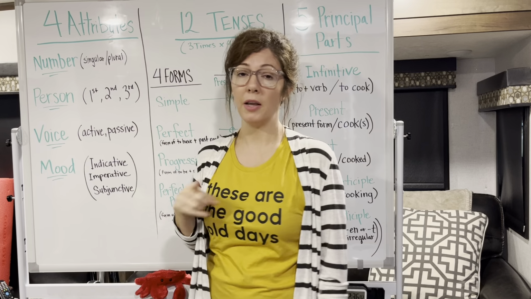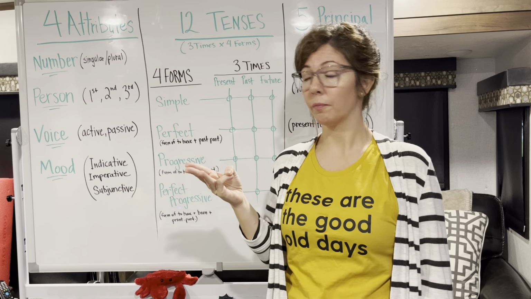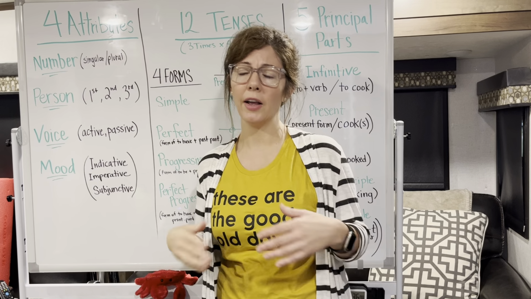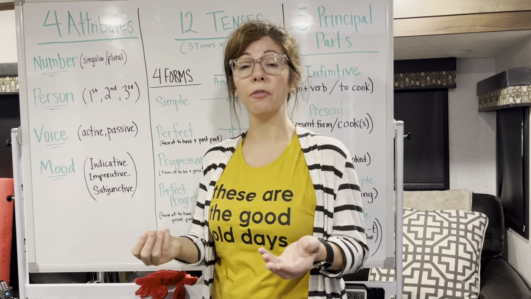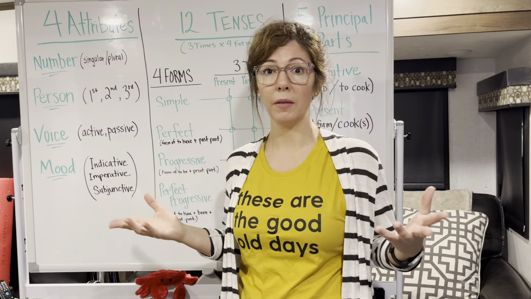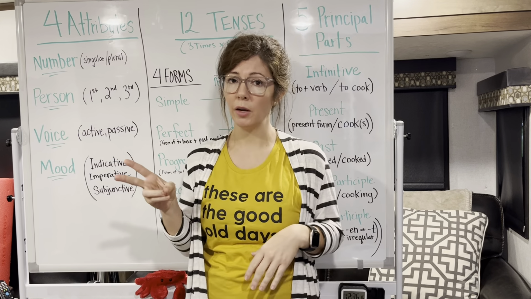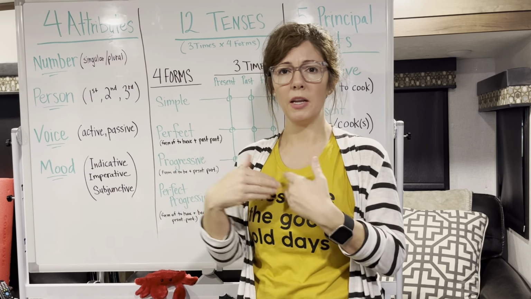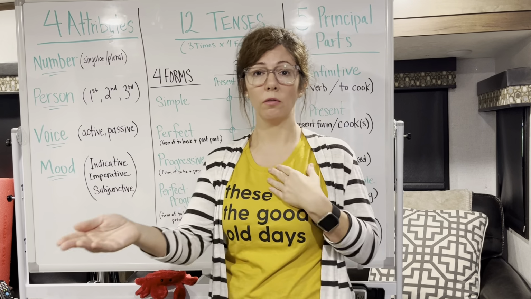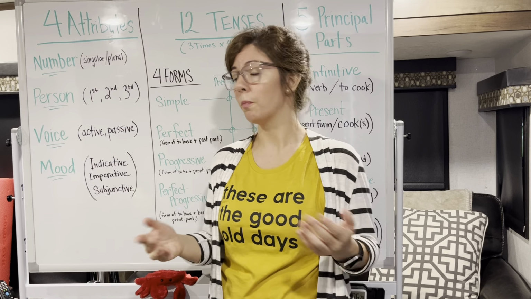Person could be first, second, or third. First person, we're going to be saying I or we. We are speaking from first person, from ourselves. Second person is a you. You are speaking to someone else. You do this, you do that. There's 2 people present. You're going to usually see a you.